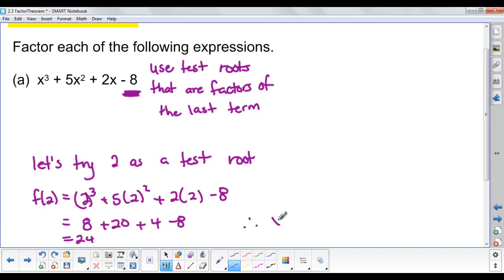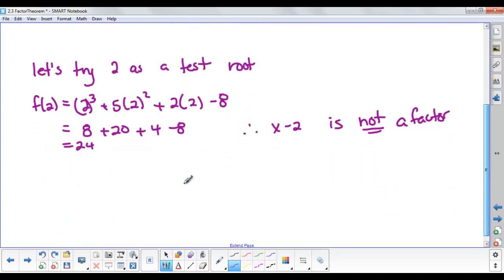So I know that x minus 2, because the root is +2, is actually not a factor of the above expression. So we're going to have to try something else. Let's try something else that divides into -8. Let's try +1 as a test root.